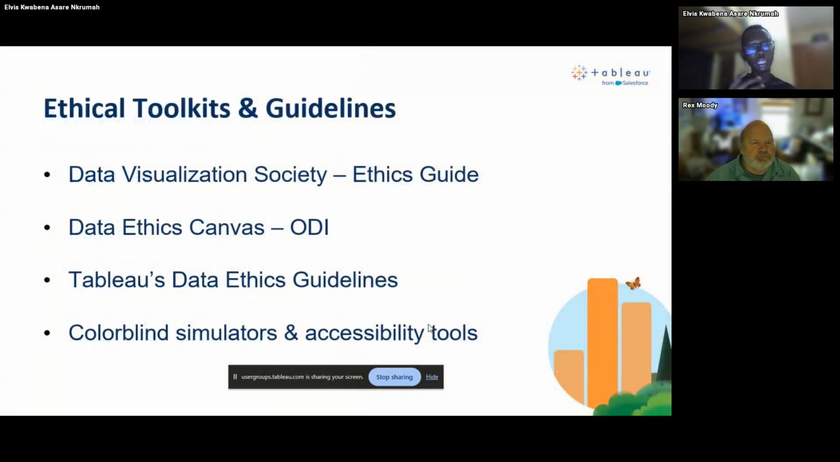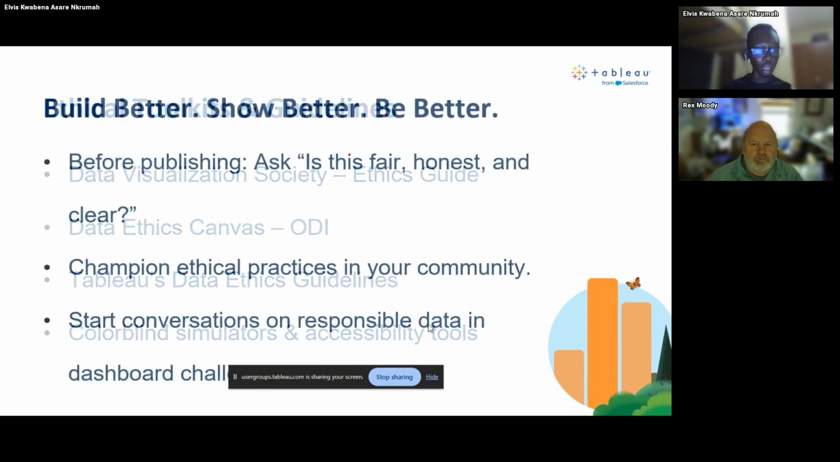Now, here are some other sources we can read about to get guidelines, some ethical toolkits to get more about the whole concepts of data ethics. So the Data Visualization Society has one, and Tableau also has a data ethics guide, which you can use, and the rest are also there.